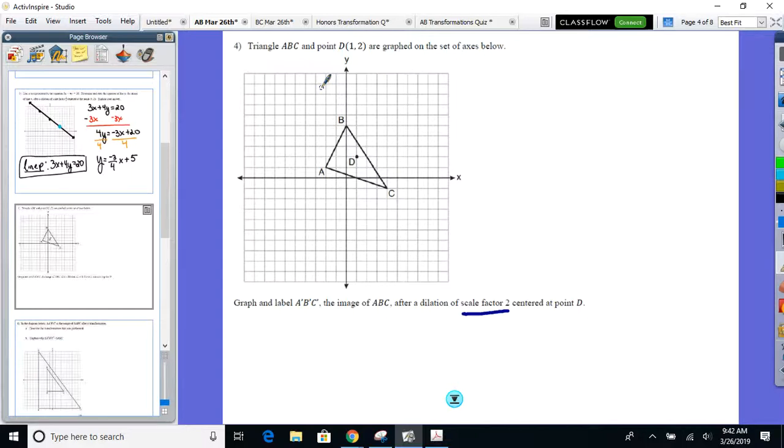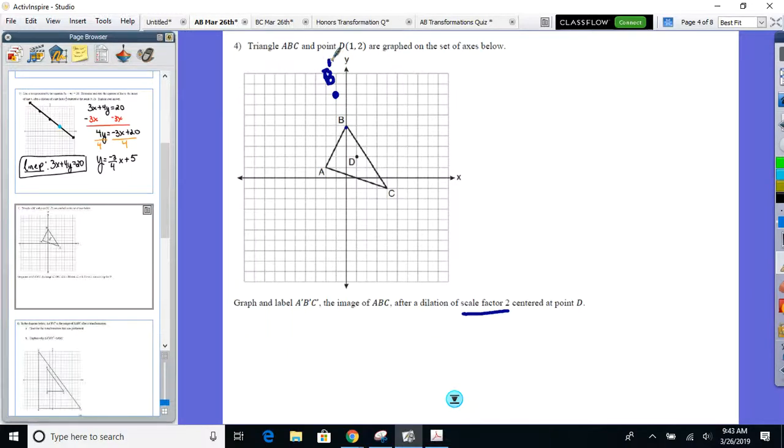Here we go. Show us, Remy. Where do you want me to go from point D? D to B. Give me directions. Up 1, 2, 3, over 1. Double it. Ready? Up 1, 2, 3, over 1. There's B prime. I just doubled the distance.